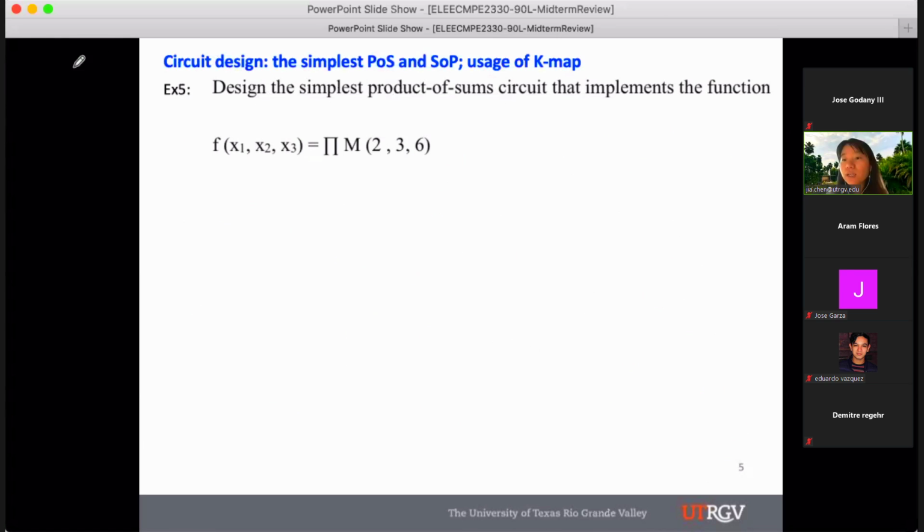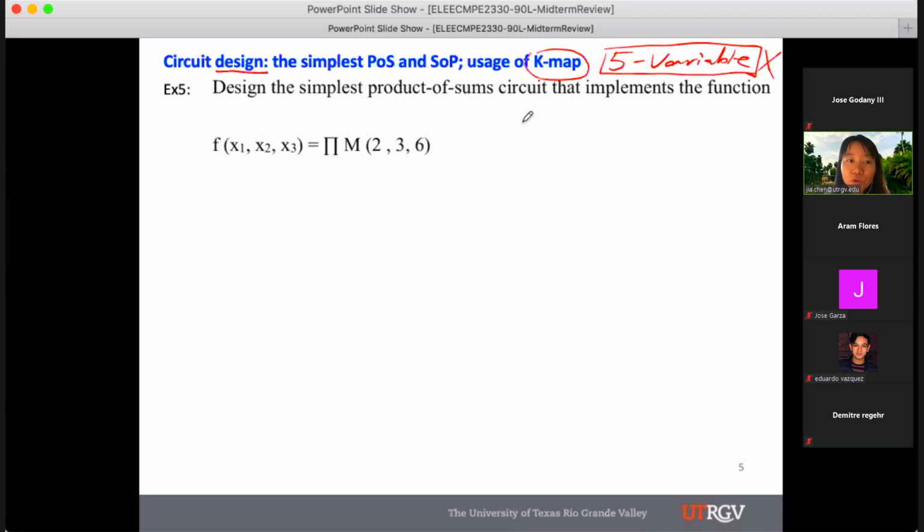Okay, next is circuit design. Find the simplest POS or SOP. This is involved with K-maps. So K-maps, you should be able to do them. In the midterm exam, I will not give you 5 variables. A 5-variable K-map is actually complicated. So I will not include that in the midterm exam. You can take it out.